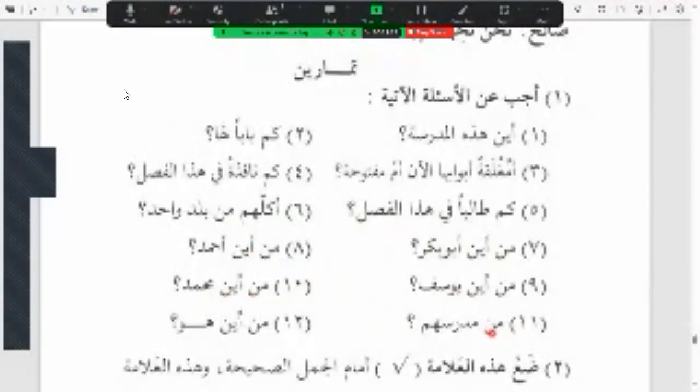Man mudarisuhum? Who is their teacher? Man mudarisuhum. So man, this is not min, it's man, which is who. Min aina huwa? Min aina huwa? Where is he from? He's following up on this question.